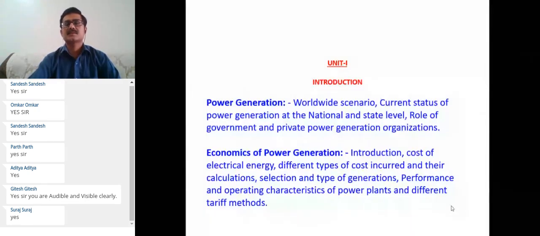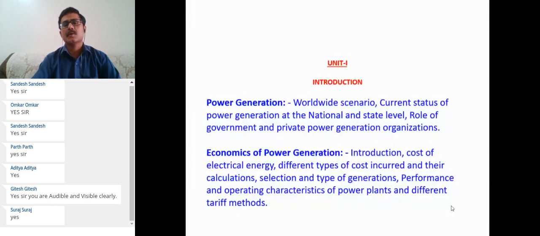So selection of the type of the generation, it means that for which particular type of power plant you should go. In the coming slides, when we start with the discussion on unit number 1, we'll definitely come to this point, that is the type of the generation or the type of the power plant, those available for us, on what basis they should be selected, and what should be the considerations for the selection of such types of power plants.